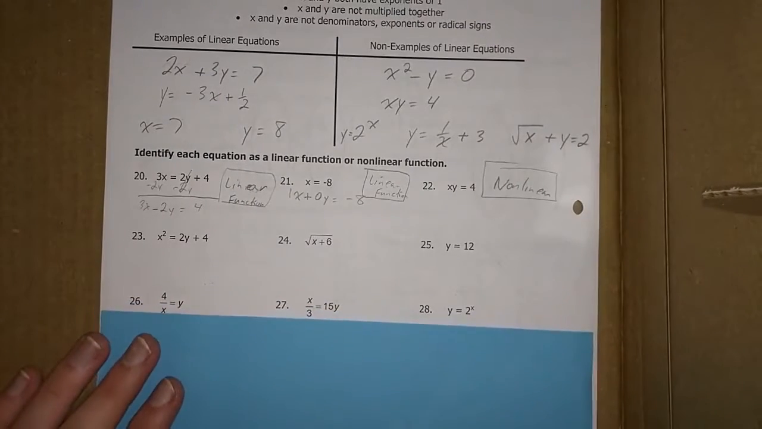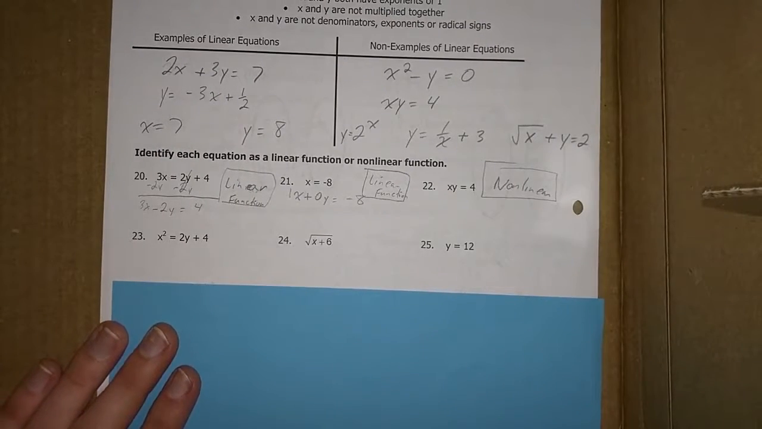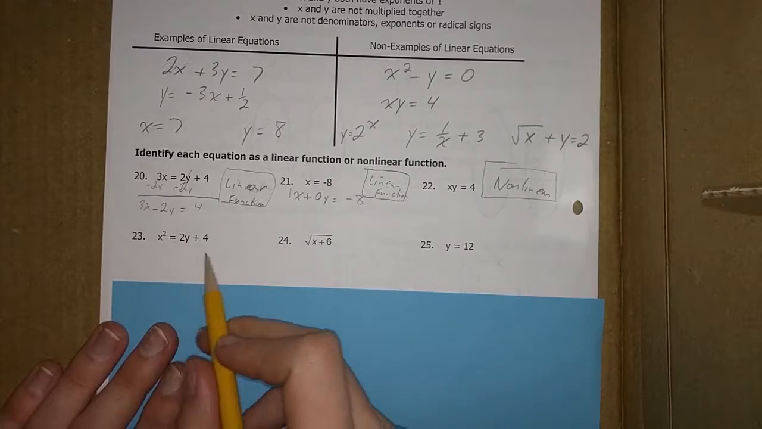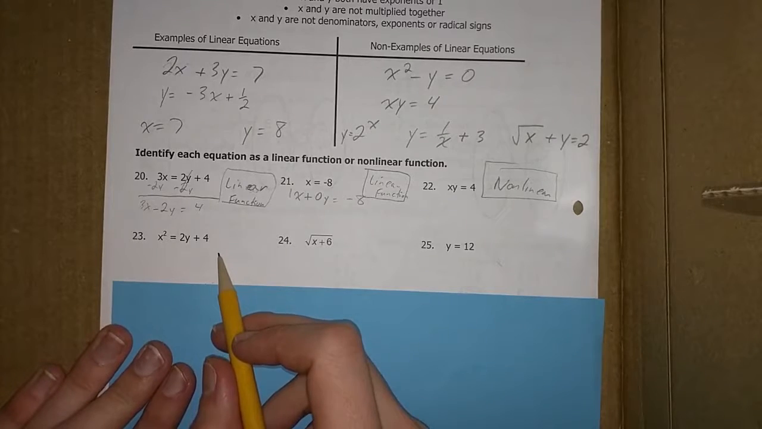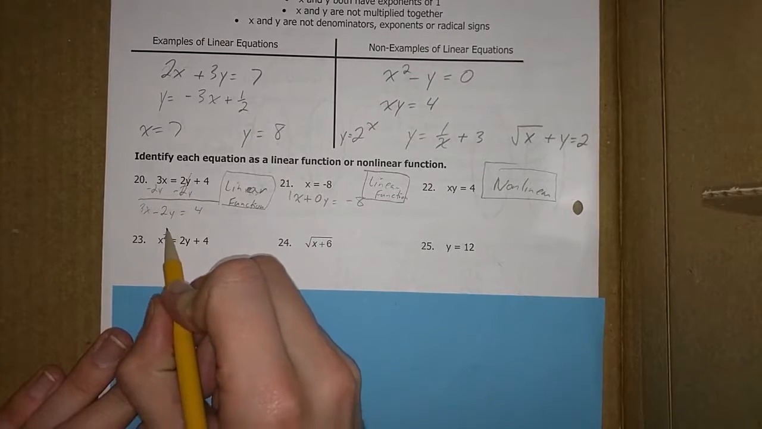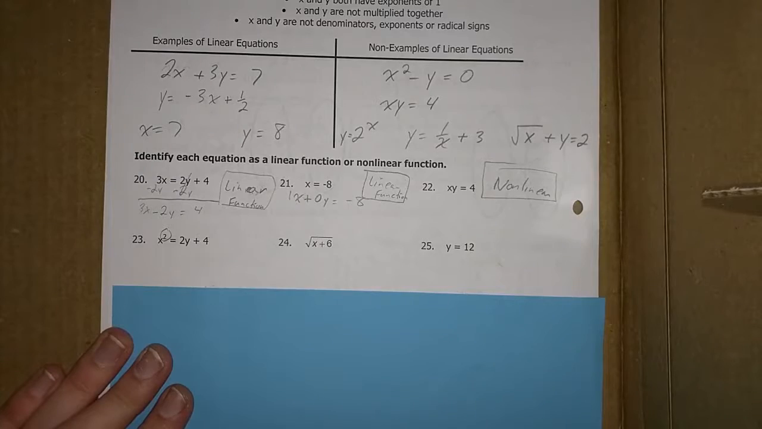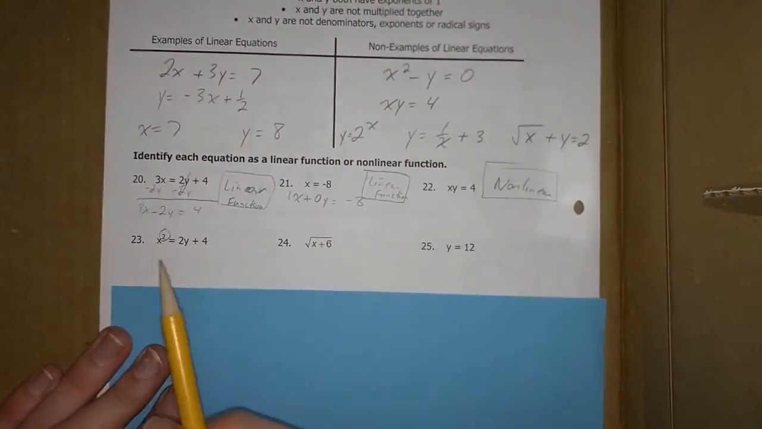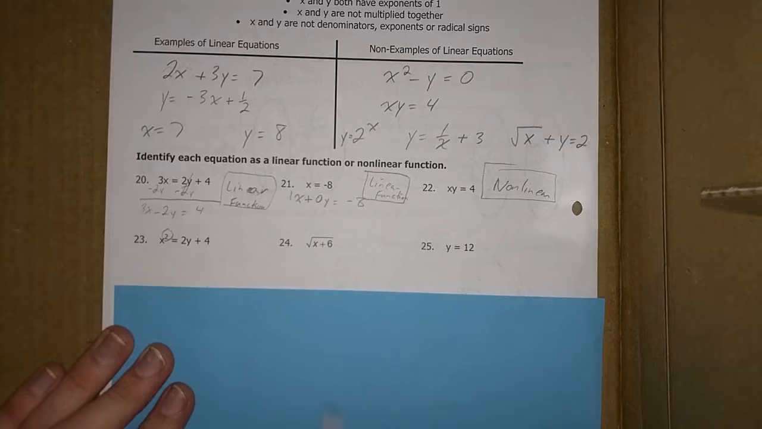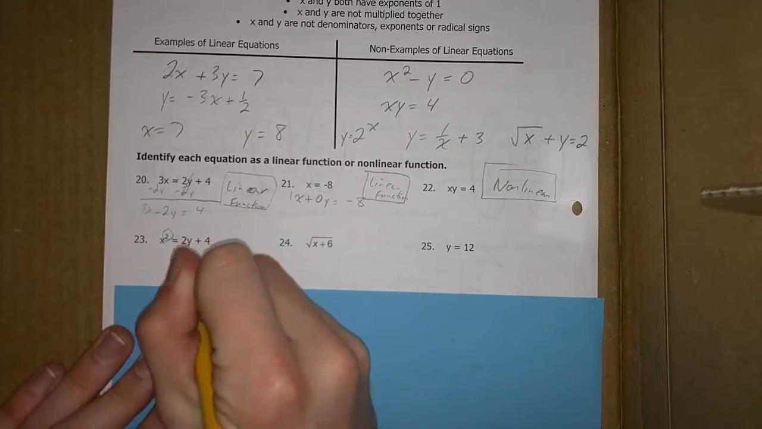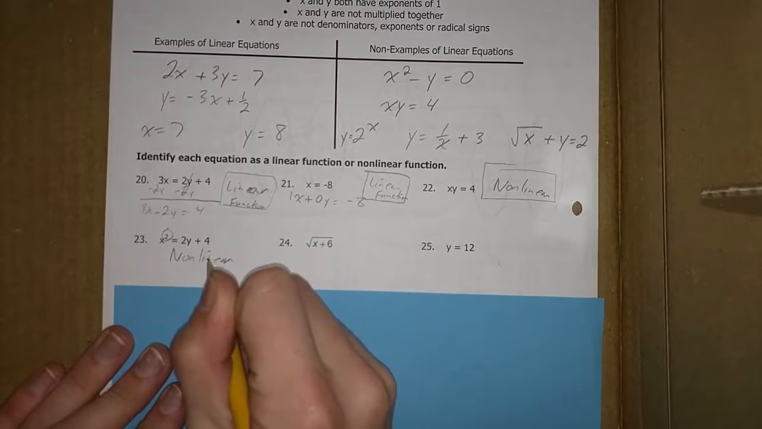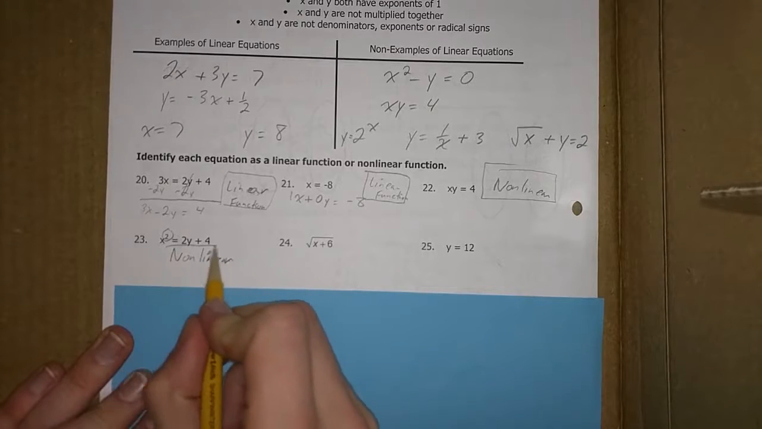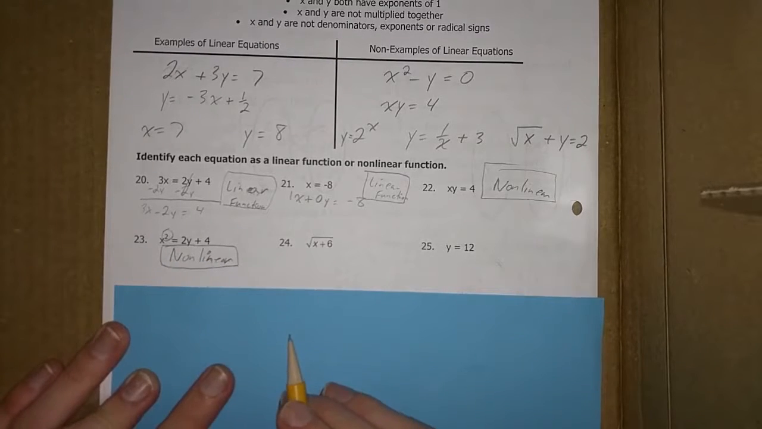Okay, 23. x squared equals 2y plus 4. There's a big problem staring me in the face, and that is this thing right here. x and y should have exponents of 1. No matter what I do, there's no way I'm going to be able to get rid of that x squared right there. That's squared, so this one is nonlinear. Now, usually the nonlinear ones just kind of stare at you. You can tell there's something wrong with them.